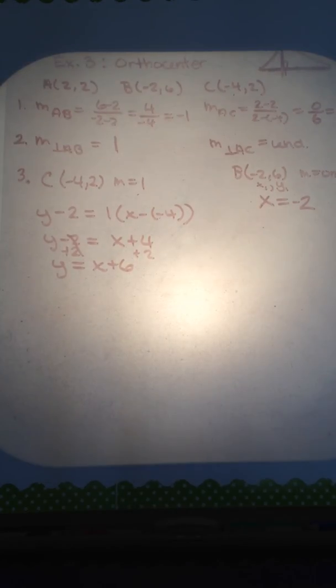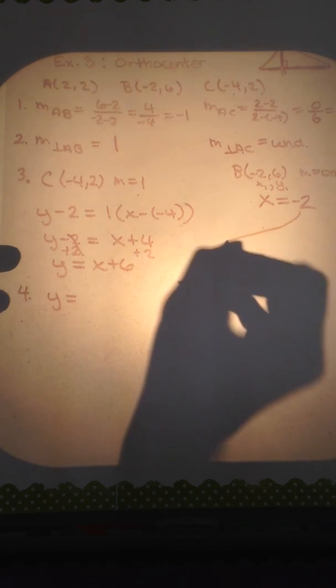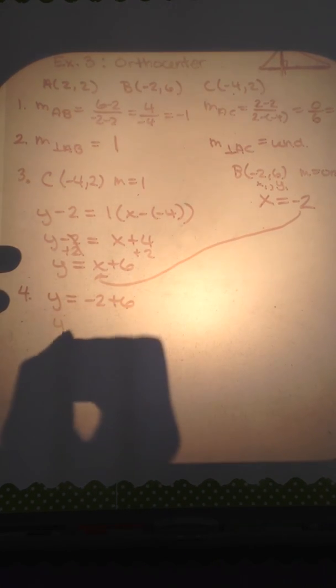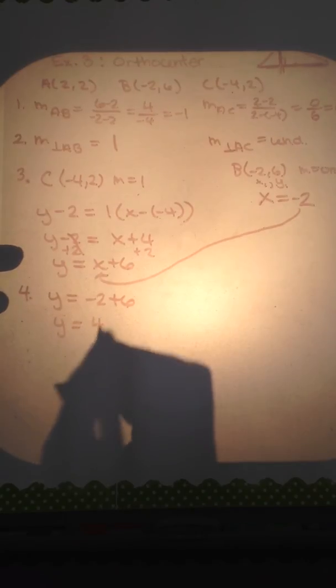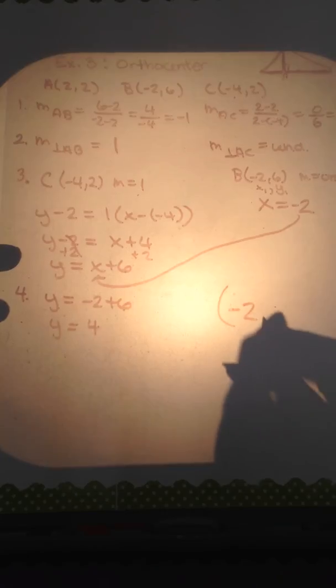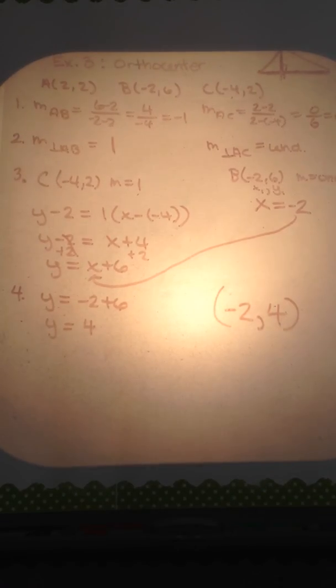Okay, so my last step on this, step 4, is to solve my system. So y equals, I plug my x in here. Negative 2 plus 6, so y equals 4. So my final x comma y would be -2, 4. So -2, 4 would be the orthocenter of my triangle.